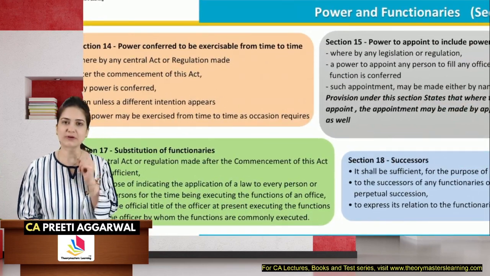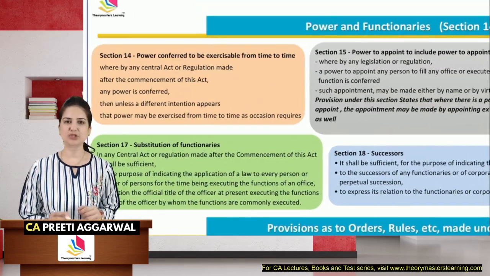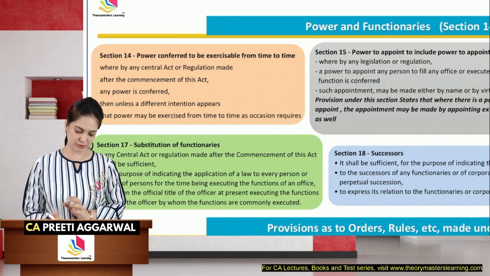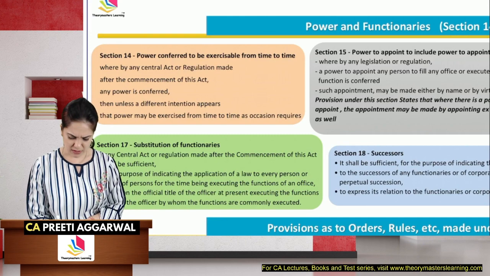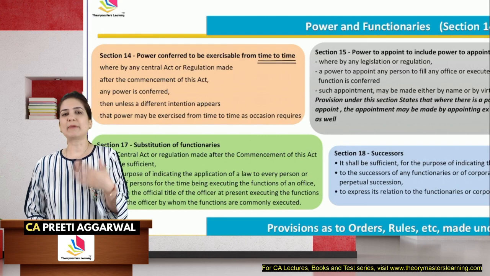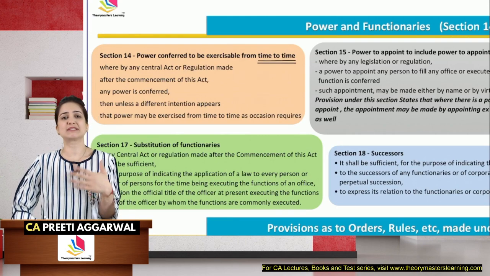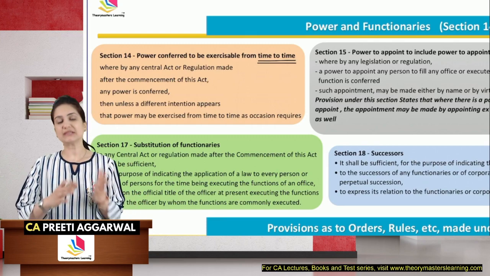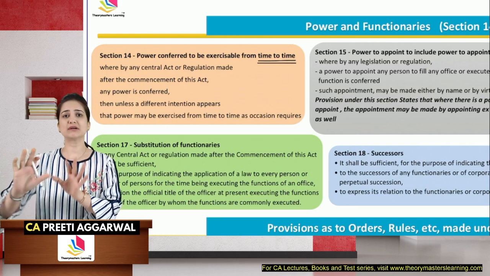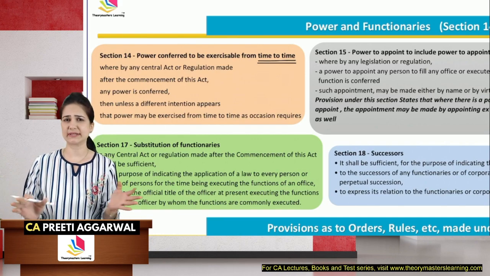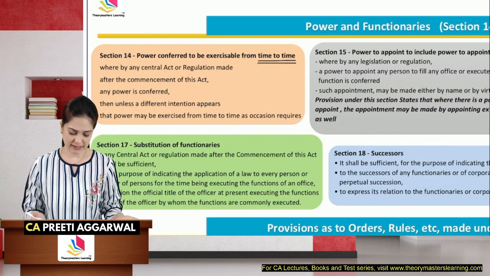Now, section 14, it talks about power conferred to be exercisable from time to time. Now, what is the meaning of the word time to time? This is something which you will come across many times in the provisions, that whatever power we have given to you, that can be exercisable from time to time unless there is some change. Okay, so you can keep on exercising that power until the law amends it or it omits it, or there are certain changes which are made in that.